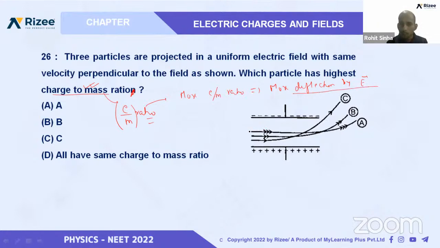You will see both are thrown from the same point perpendicular to the electric field, in the direction from plus to minus. You can see this one shows more deflection. So it means this will have the maximum E by M ratio, because more deflection is shown by C.